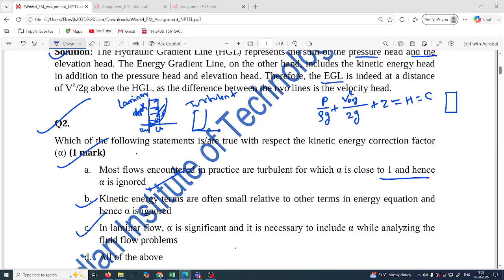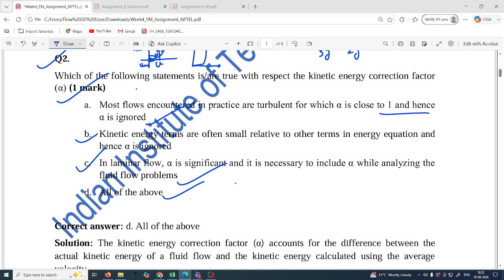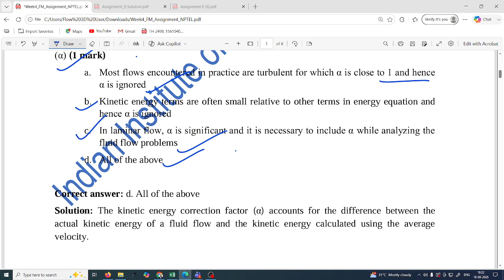Next, in laminar flow, alpha is significant. Why is it significant? Because of the parabolic velocity distribution, and it is necessary to include alpha while analyzing the fluid flow problem, and all of the above. So definitely all three are correct. So D automatically will be the correct one. So yes, D option is correct. Now I'll just read the solution.